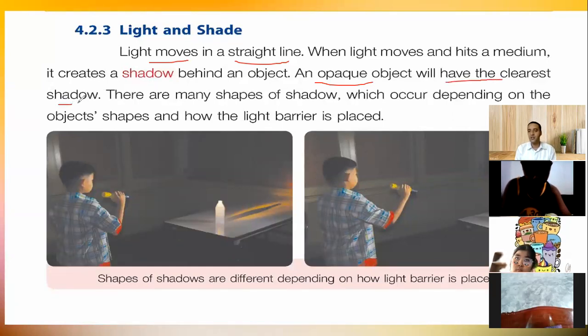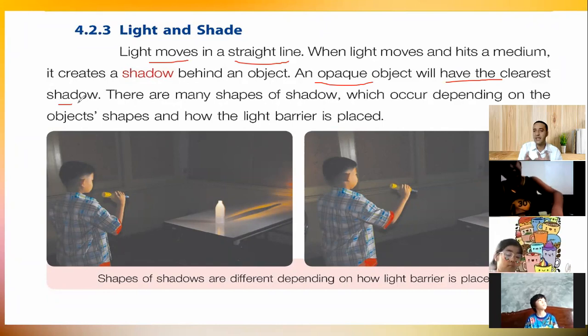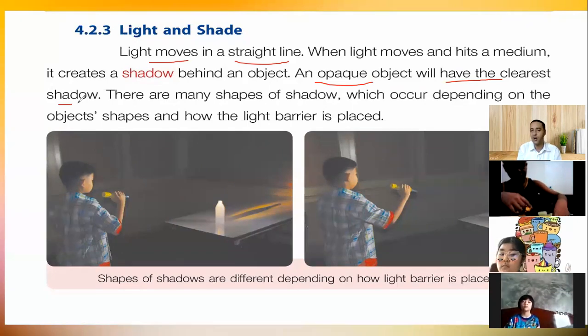You already learned about opaque objects. We have different kinds of media. So opaque media are those from which the light cannot pass through. When the light comes out of the light source and hits an opaque medium or an opaque object, the light will not pass through that object. So on that object, when the light hits, you will find the clearest shadow. They will have a shadow, a full shape, depending on the object.